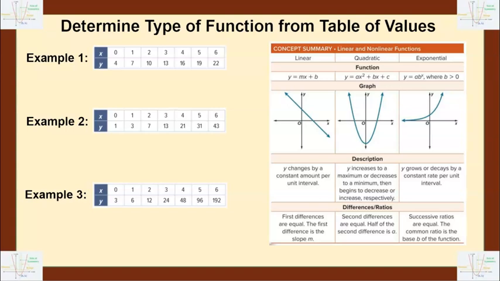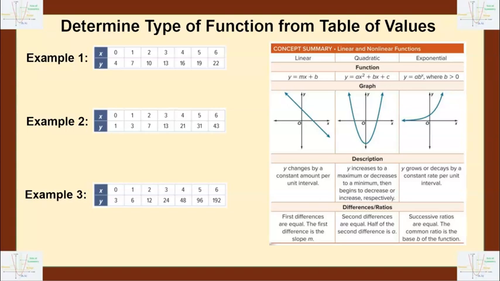So when we're trying to find the change in our y values, we're going to take y2 minus y1. If it's a quadratic function, it's going to be in the form of y equals ax squared plus bx plus c. It's going to be parabola shaped, which means it's got bends in it. There's an axis of symmetry through it. The y increases to a maximum or decreases to a minimum, and then it begins to decrease or increase respectively. So it changes directions.